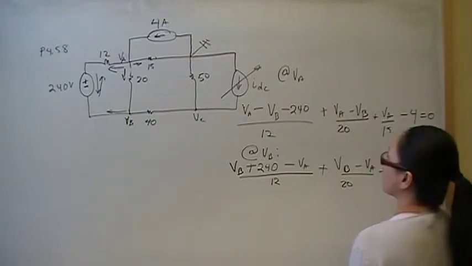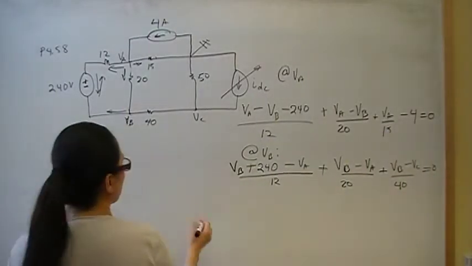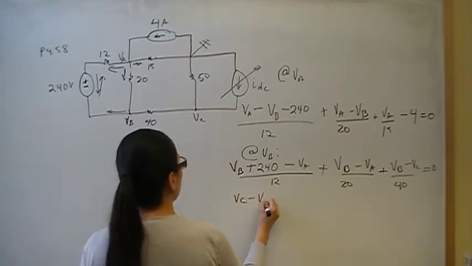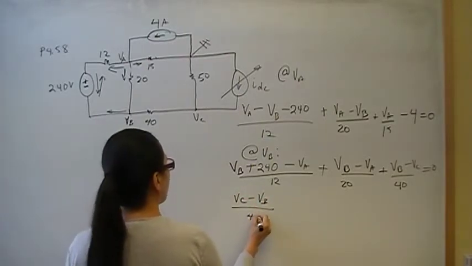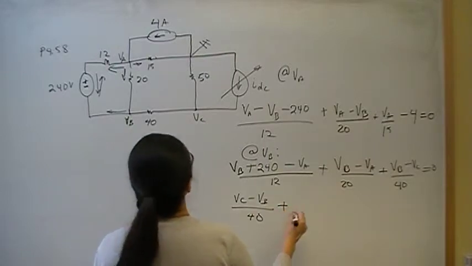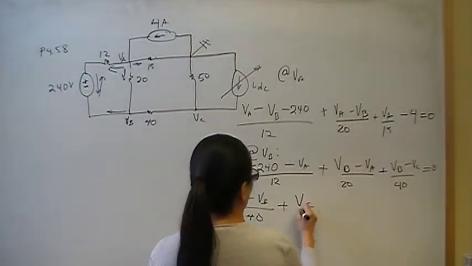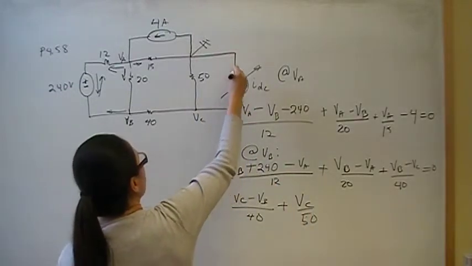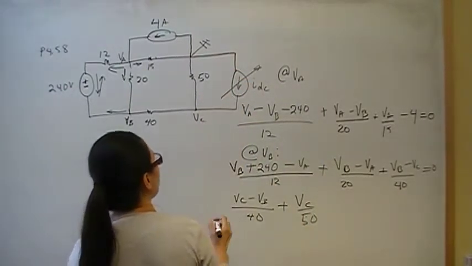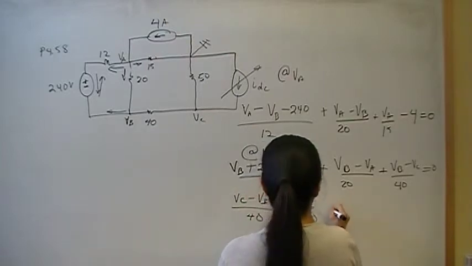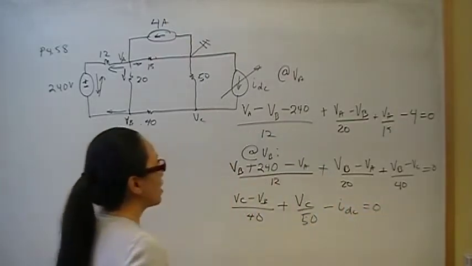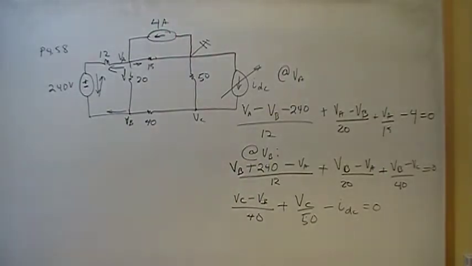And that's equal to 0. And then now, node voltage at VC is going to be VC minus VB over 40. Next current is VC over 50. And then this current is going to be this IDC coming into VC, so that's going to be minus IDC. That's equal to 0. So when I did this method, I was like, oh crap. I have the same problem.